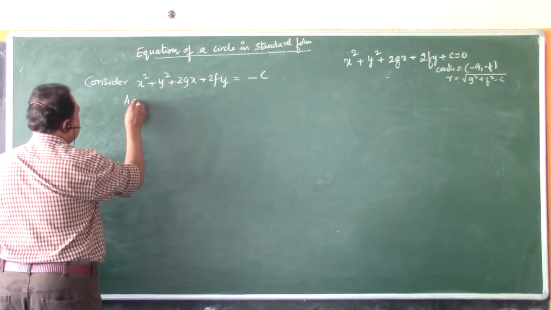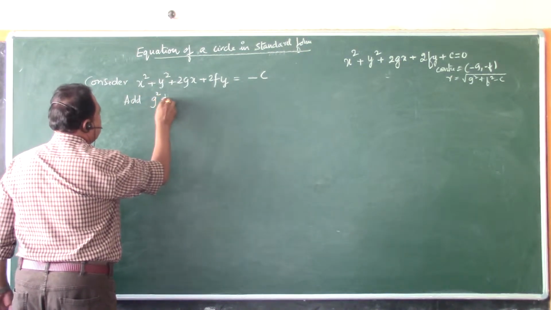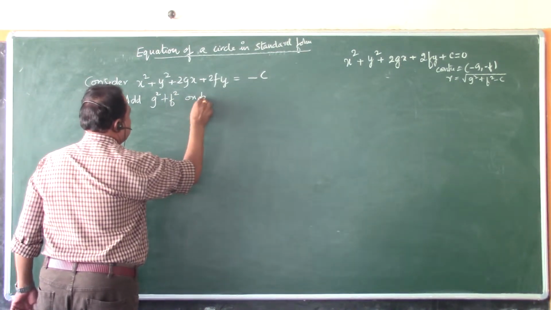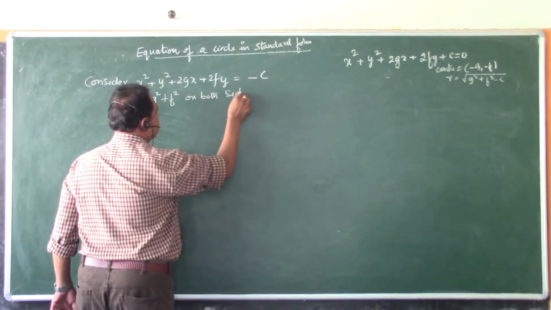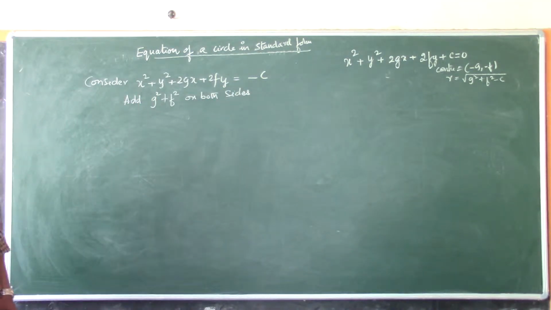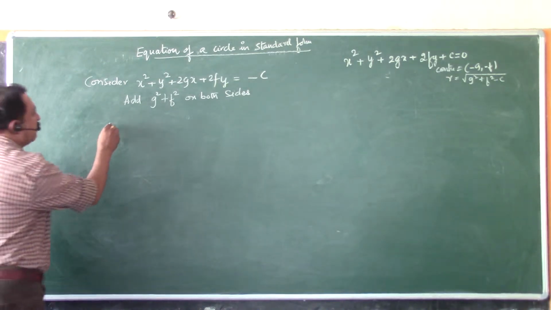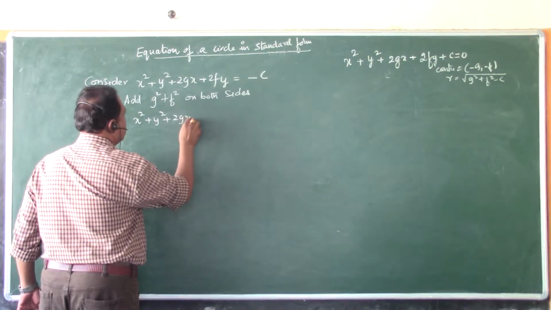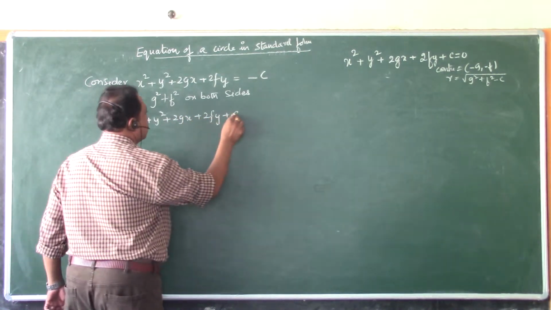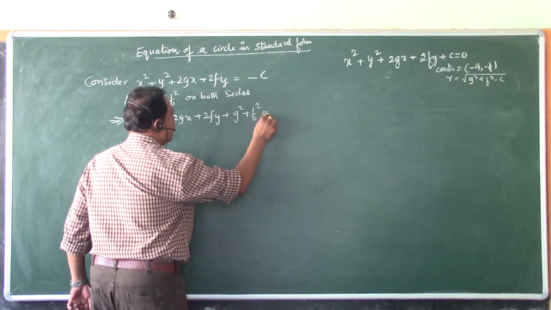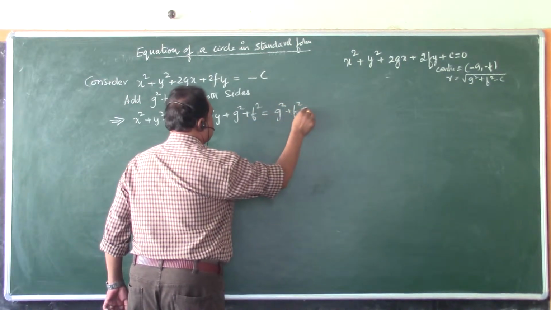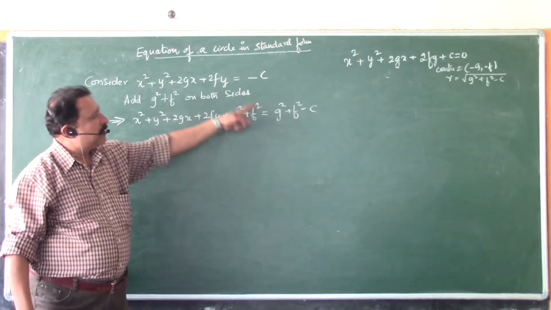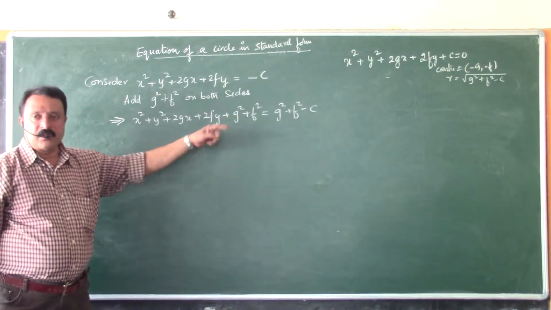Now add g square plus f square terms on both sides. What shall we do now? Add g square and f square terms on both sides. So this implies x square plus y square plus 2gx plus 2fy plus g square plus f square is equal to g square plus f square minus c. I have added g square plus f square on the RHS and also on the LHS.